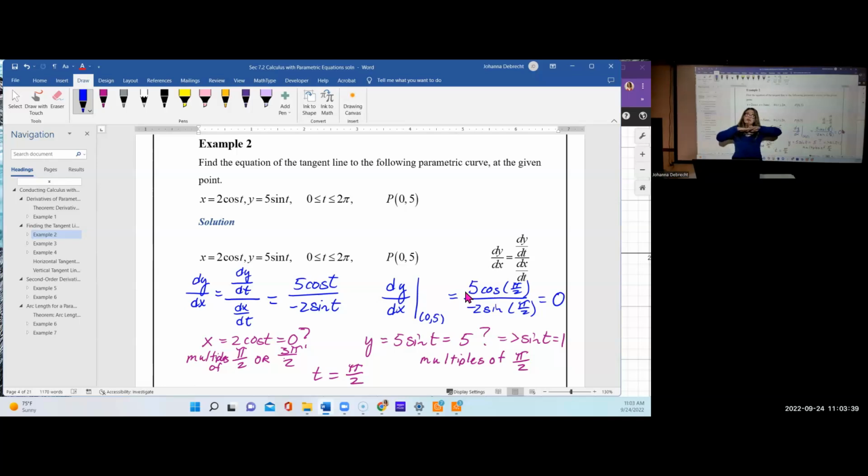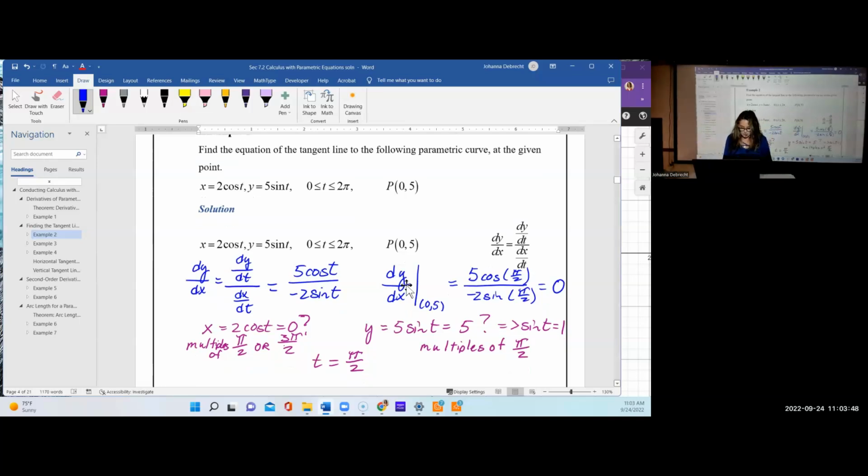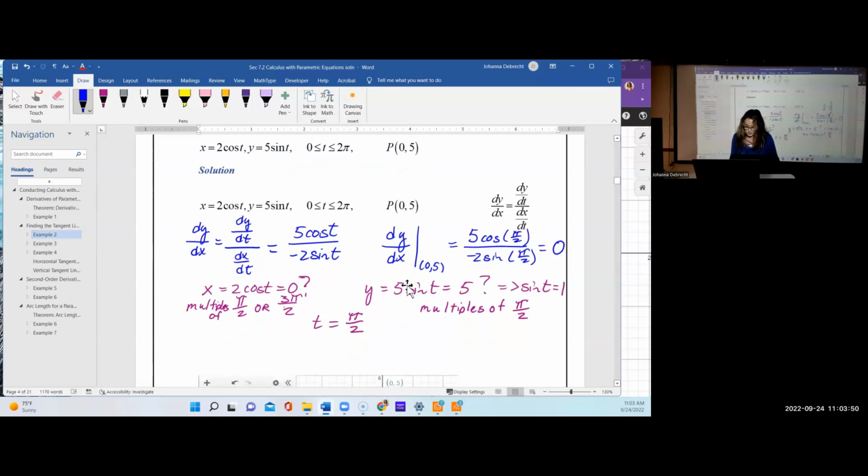Now, what does that mean? It means it's a horizontal tangent line, so I've got some kind of relative extrema there. Okay, let's take a look. Now, we want to write down the equation. So we're going to have y minus 5 equals 0 times x minus 0. And this gives rise to the equation y equals 5. That's the equation of the tangent line at that particular point, (0, 5).